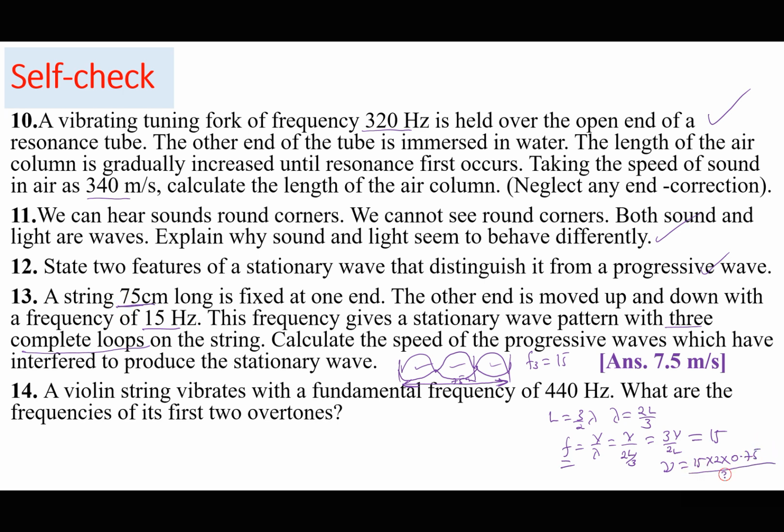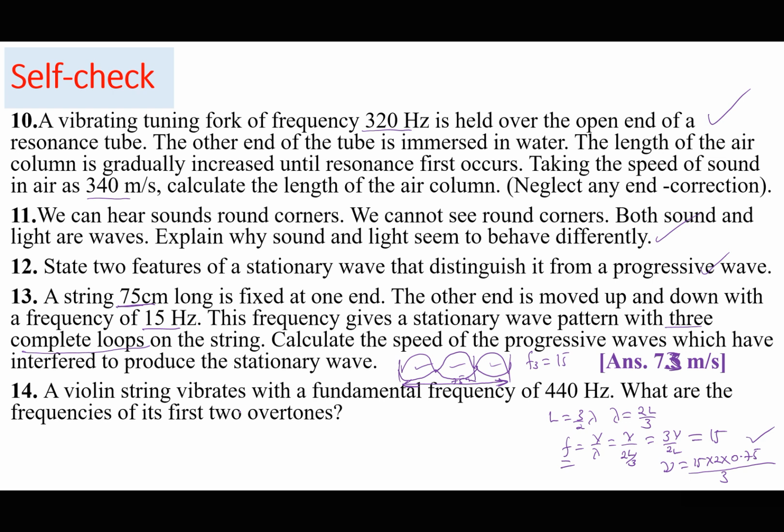Then I divide this by 3. 15 times 2 times 0.75 divided by 3. This is approximately 7.3. So it is 7.3, not 7.5. It is 7.3.